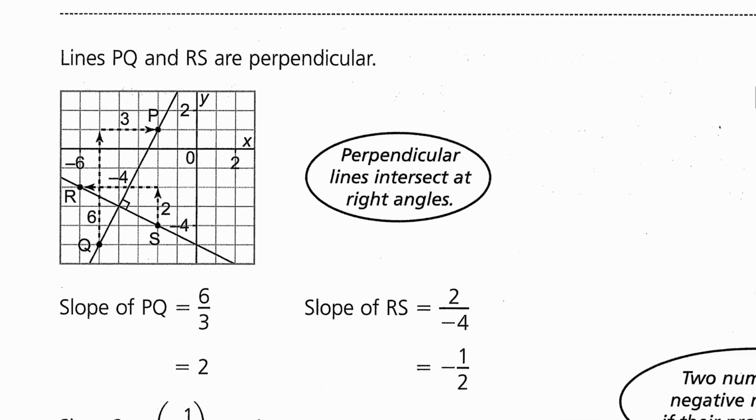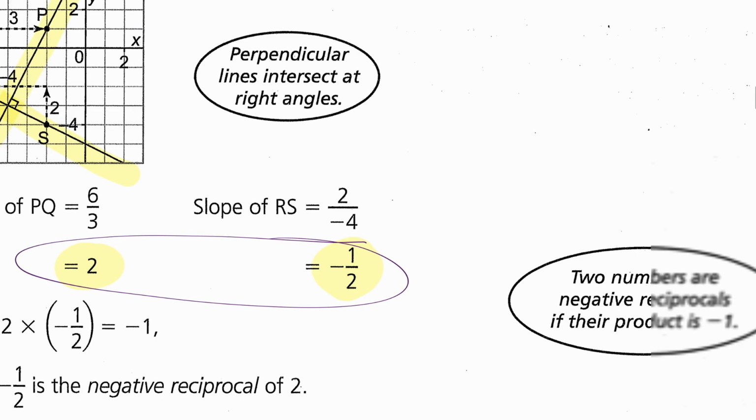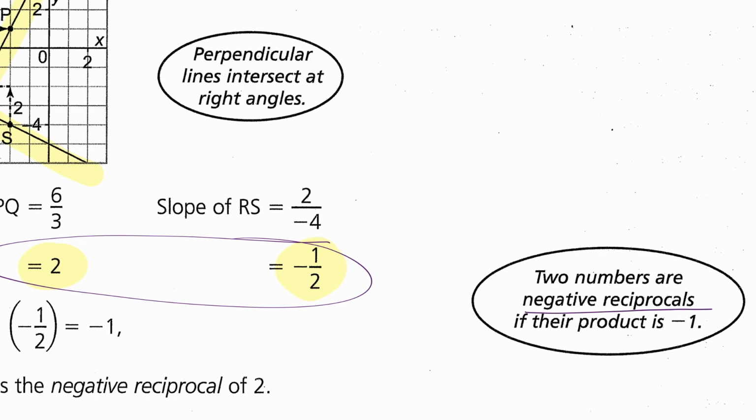Now we can check an example from page number 326. Here you can see two lines. PQ is a line, RS is another line, and these two lines are perpendicular. Let's calculate their slopes using the same method, rise over run. The slope of PQ is 2 and the slope of RS is negative 1 over 2. Here 2 and negative 1 over 2 are called negative reciprocals. Before explaining what a negative reciprocal is, let's look into the concept of reciprocal.